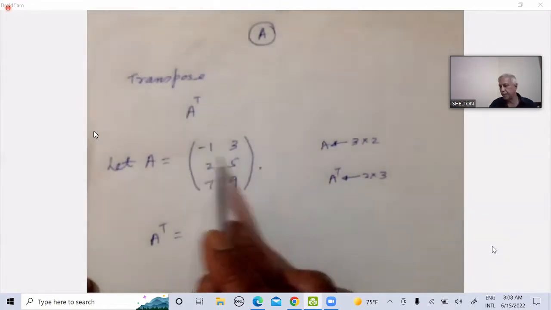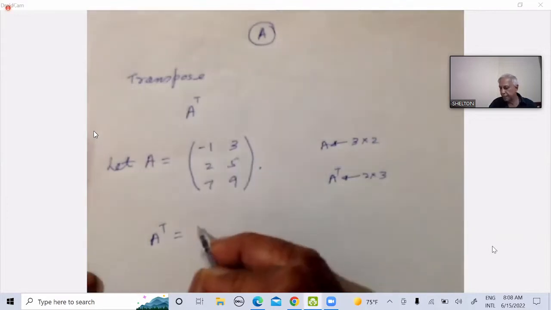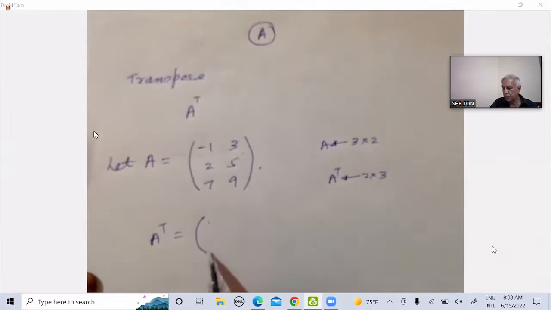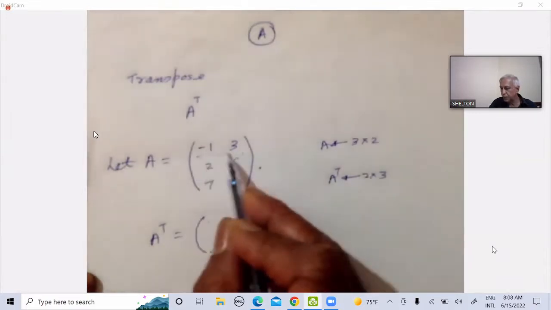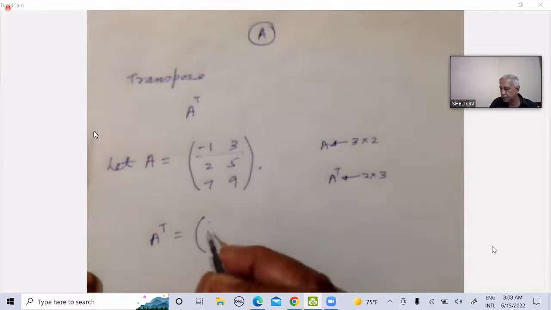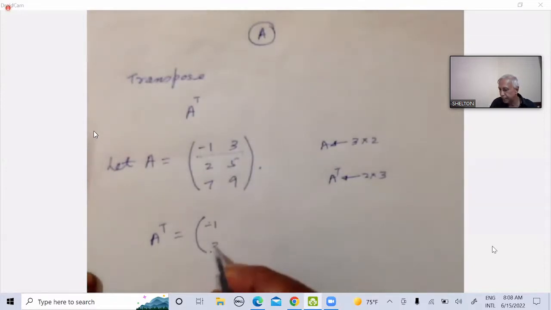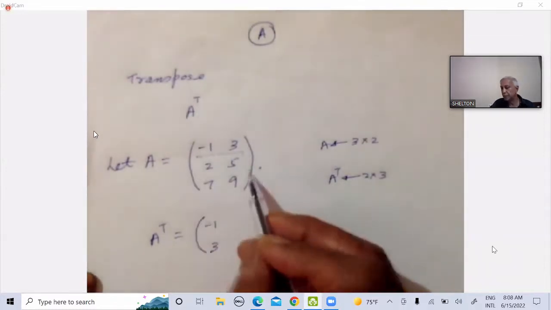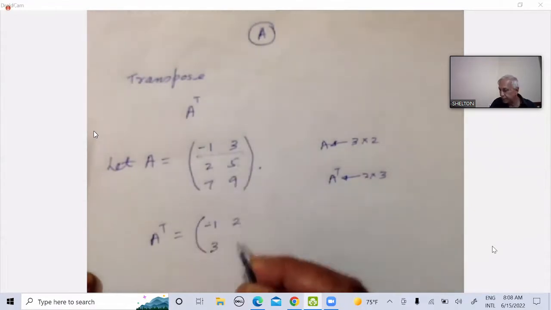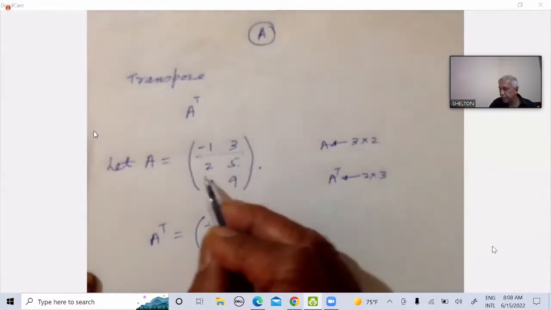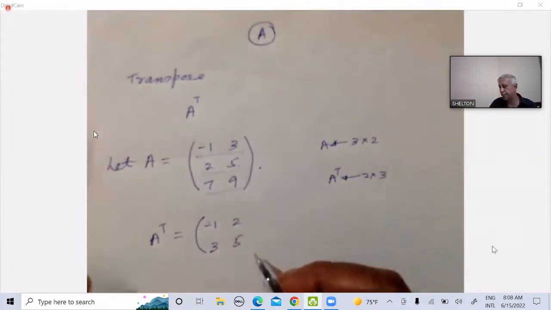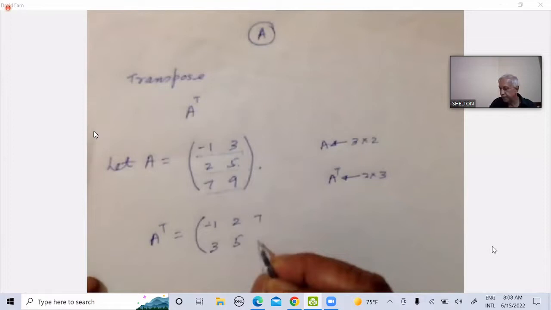First row of A becomes, in the transpose, the first column. First row is -1, 3, therefore the first column of the transpose is -1, 3. Second row, 2, 5, becomes the second column. Third row, 7, 9, becomes the third column of the transpose.